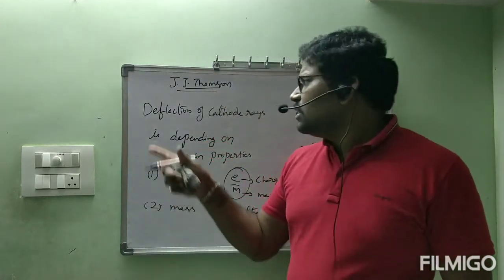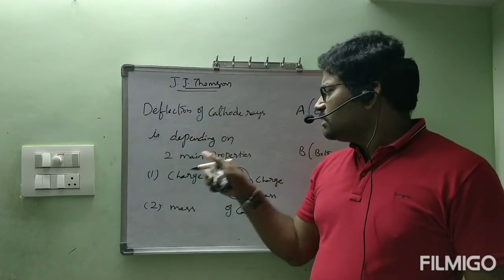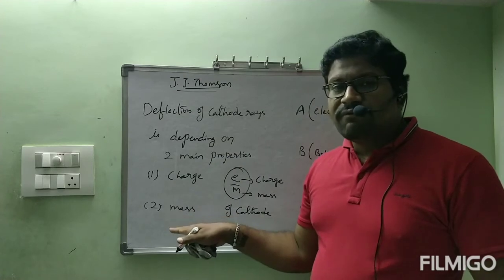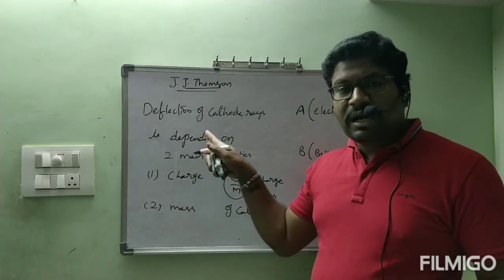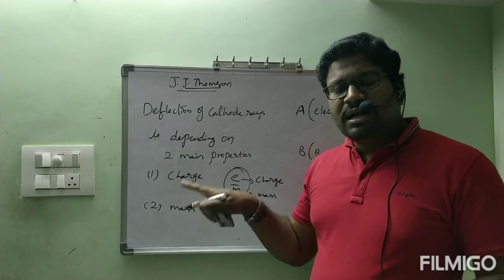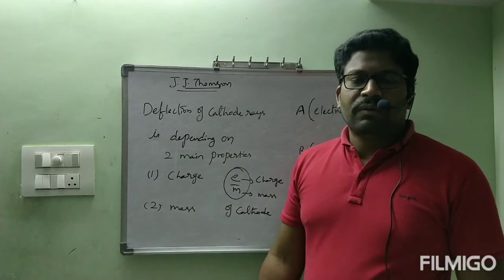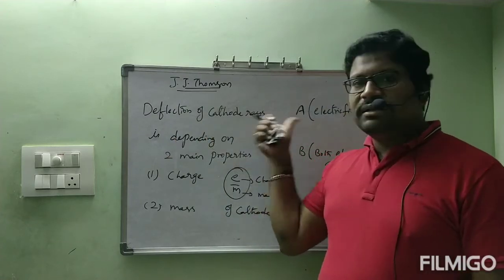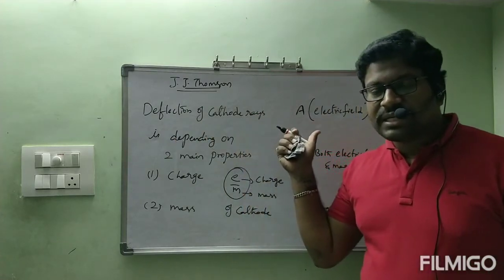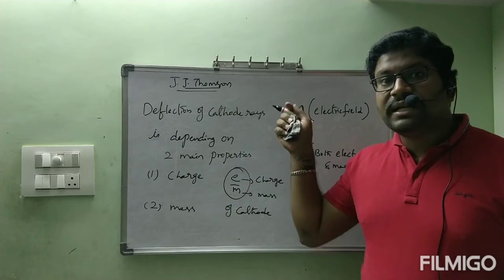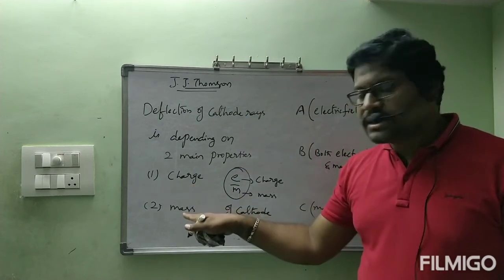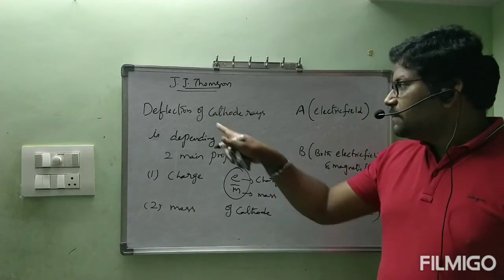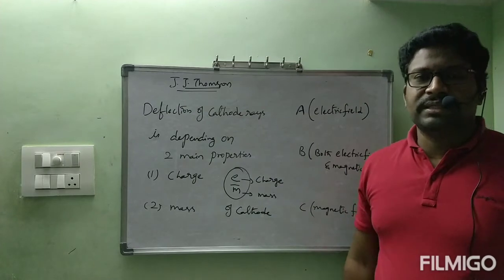Like this, here also the deflection of cathode rays depends on two main properties, charge and mass. If mass is varied, deflection is varied. If charge is varied, deflection is also varied. He studied the deflection of cathode rays, and the deflection gives data about charge and mass. That's why he was able to calculate the E by M ratio of cathode rays depending on the deflection.